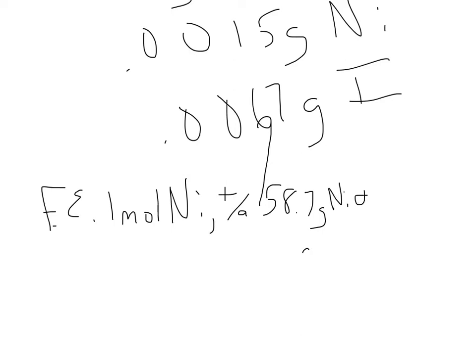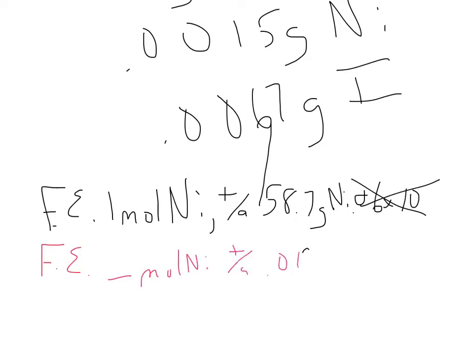for every 1 mole of nickel, there are 58.7 grams of nickel, and remember 6 times 10 to the 23rd, but we decided that we weren't going to do that anymore. We were just going to go grams to moles. I forgot. And so we're going to say then for every blank moles of Ni, there are 0.0015 grams.